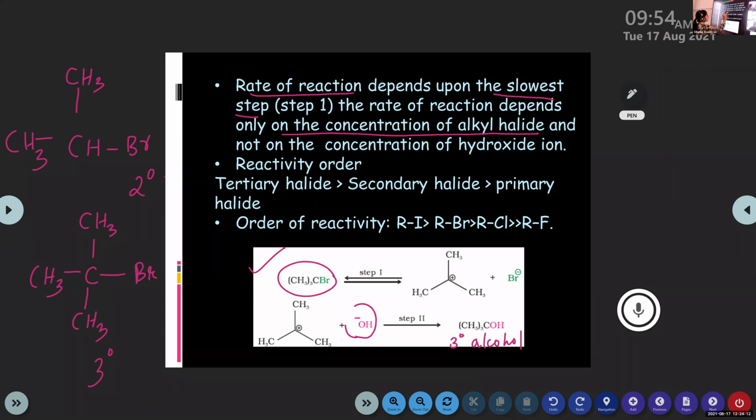And not on the concentration of hydroxide ion, because the hydroxide ion comes in the second step, right? We are only considering step 1 because it is the slowest step, that is the rate determining step. So the rate of reaction depends only on the concentration of alkyl halide.